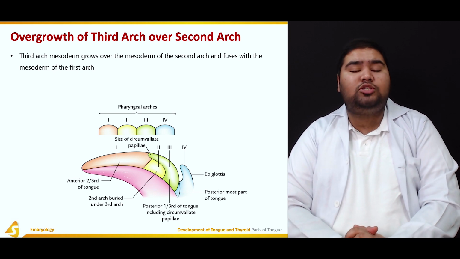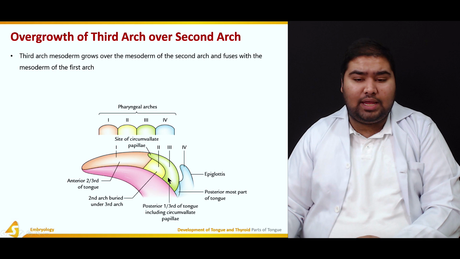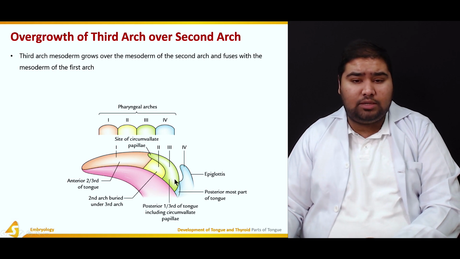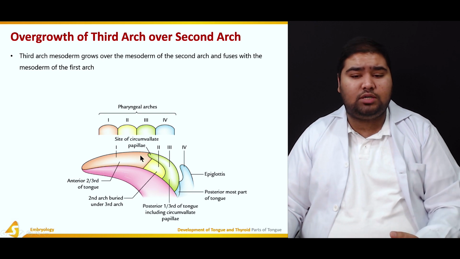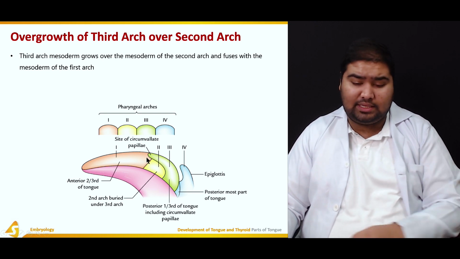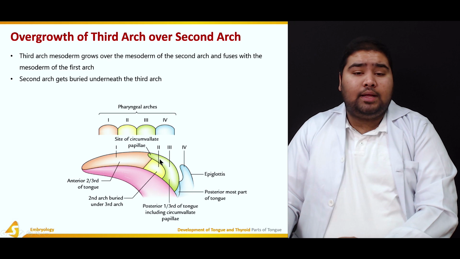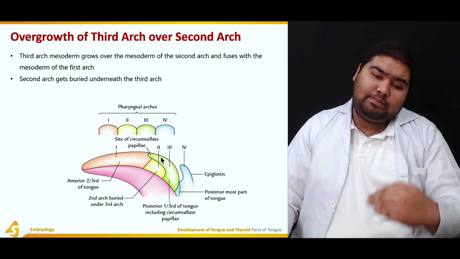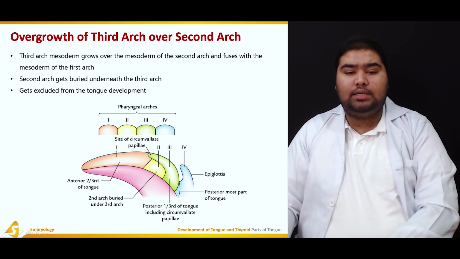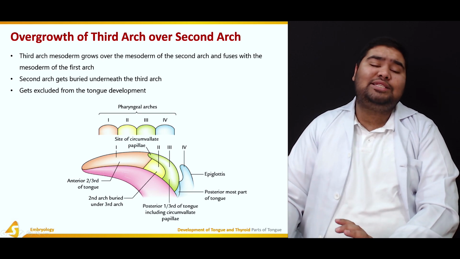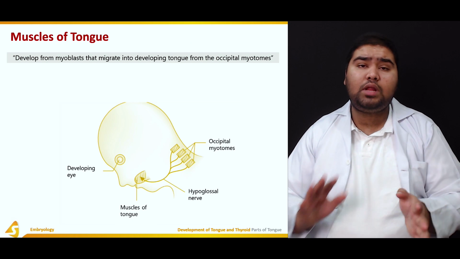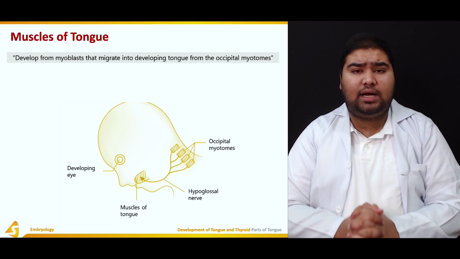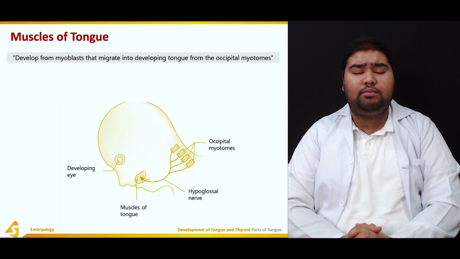The third arch mesoderm, this in green, grows over the mesoderm of the second arch and fuses with the mesoderm of the fourth arch. Here you can see that in the figure. Now the second arch gets buried deep underneath the third arch, and it gets excluded from the development of the tongue. Now, the muscles of the tongue, we have talked about them before as well.